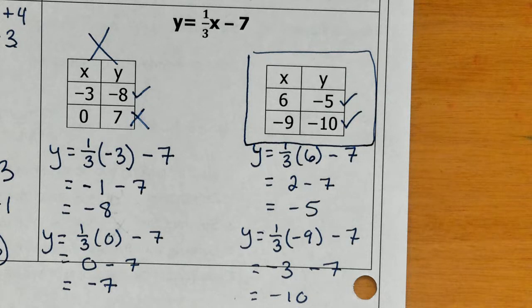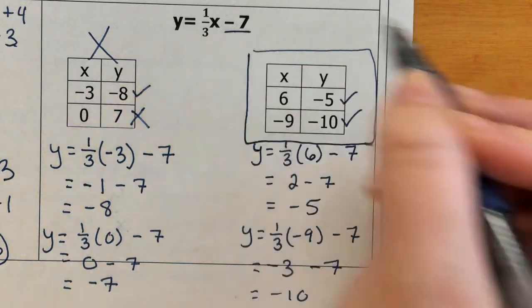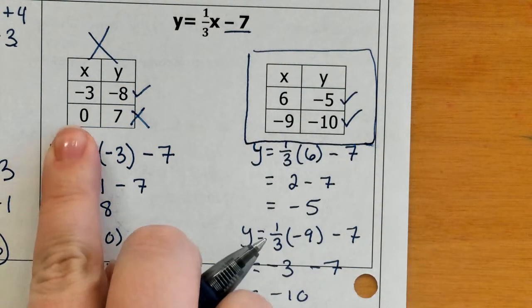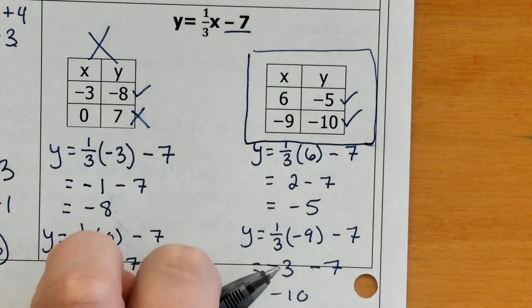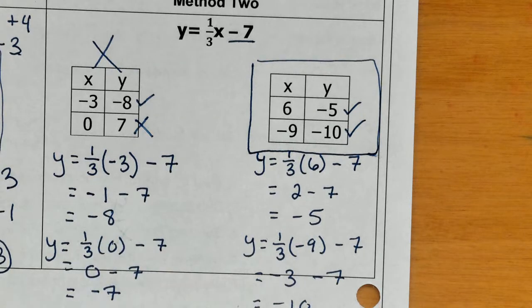So maybe some of you like substitution better. Maybe some of you understood that because this has a y-intercept of -7, you already knew that this table wasn't going to work without even plugging anything in. And that's totally fine. That just means that you're combining the two strategies that I taught you, and that's totally okay. I want you to do whatever you feel the most comfortable with.